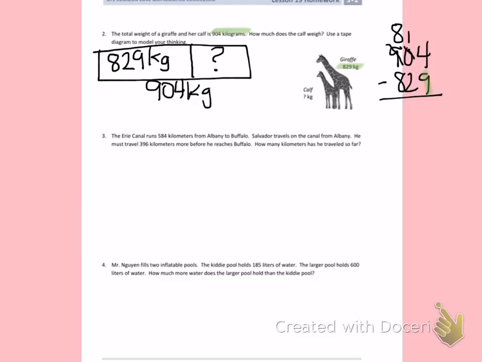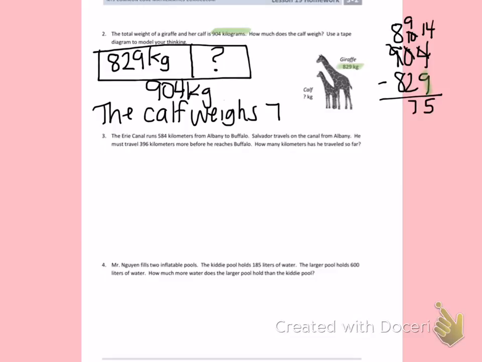The 0 will first turn into a 10. Then I will borrow from the 10 to turn it into a 9. And the 4 will turn into 14. 14 minus 9 is 5. 9 minus 2 is 7. And 8 minus 8 is 0. I do not need to put a 0 to hold the place. So I can say the calf weighs 75 kilograms.